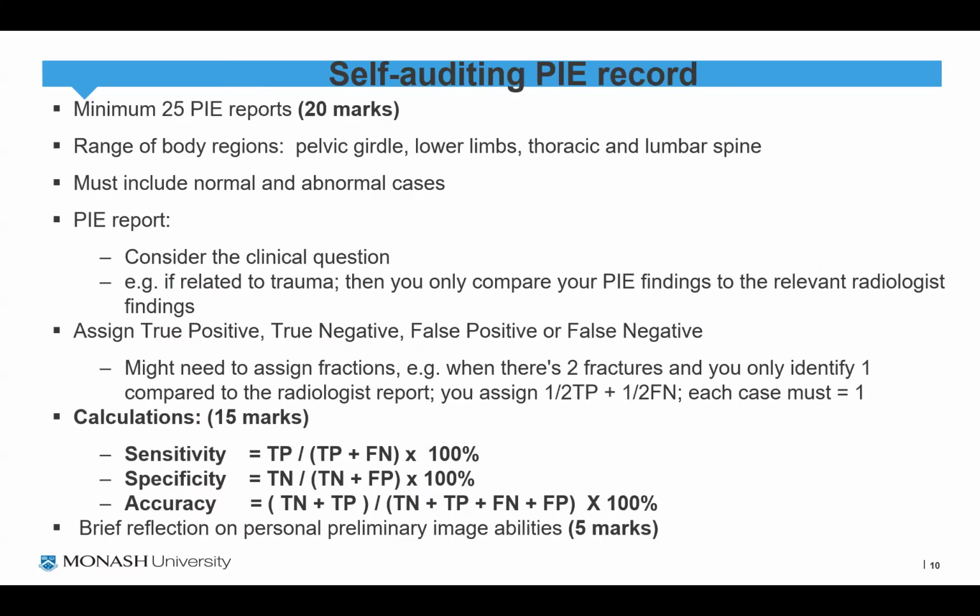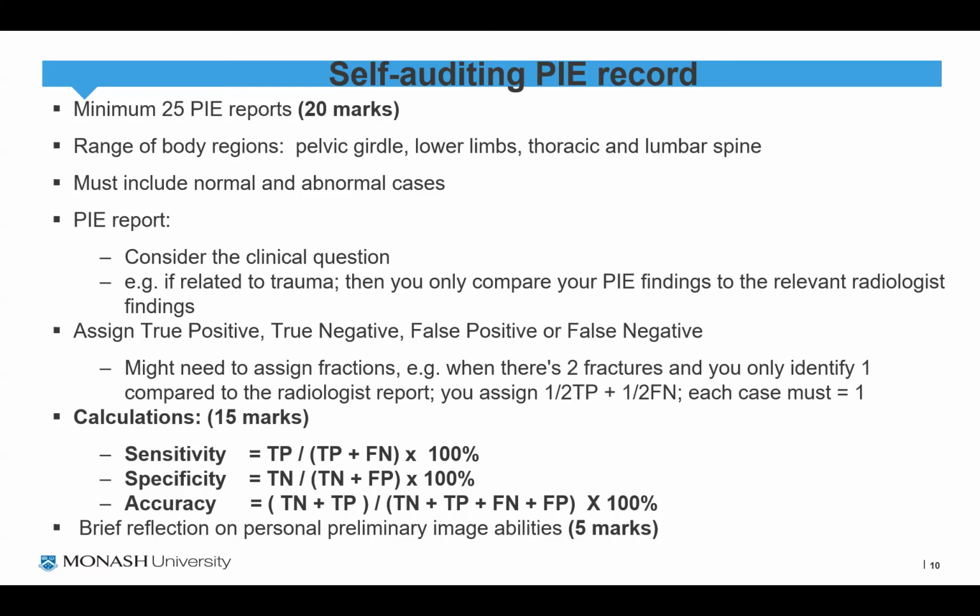And then with the self-auditing PIE record, as I already mentioned, that's marked out of 20. Make sure that in your table you cover all of the body regions. However, if you work at a site where you don't really see some of those areas, you can, if you've got satellite sites that you work with, remember the cases that you include. As a nurse practitioner, for example, you're not going to x-ray that patient. You can use cases on the PAC system.